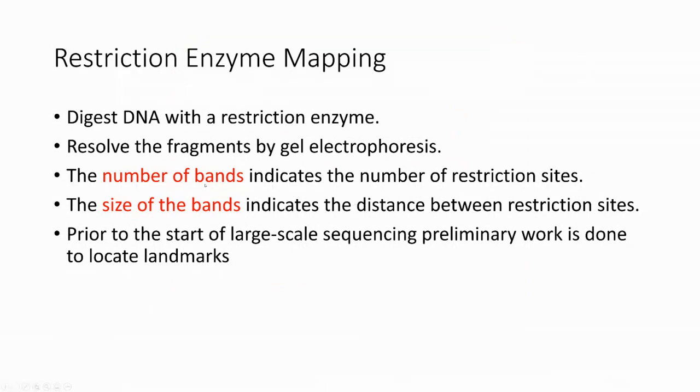This is normally done, for example, if you purify the genome from a pathogen or unknown pathogen, and you don't know their sequence, then this would be the first step. You try to do the restriction enzyme mapping, and from the mapping result, you can determine or design the sequencing technique.